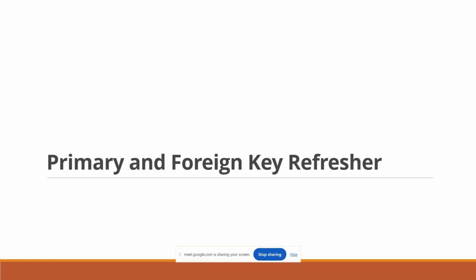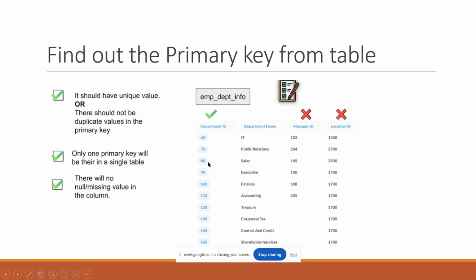So whenever we are joining two tables, there should be a common column between the two tables, right? So we should have one primary key and then a foreign key. Okay, so if you see here, this is a table and here we have 4 columns: department ID, name, manager ID and location ID. Generally IDs are the keys, not the strings.